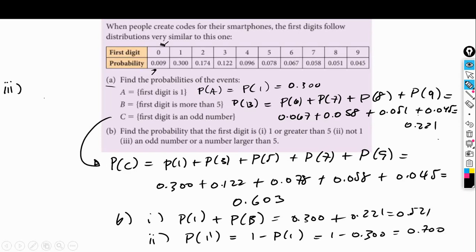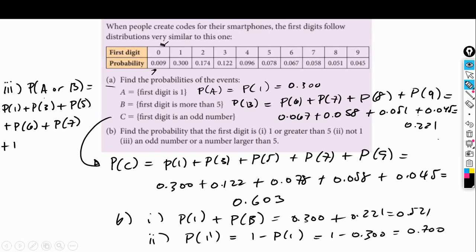And then finally we have part 3 that says find the probability that it's an odd number or a number larger than 5. So that's the probability of A or B. So that means that it's going to be the probability that it's 1 plus the probability that it's 3 plus the probability that it's 5 plus the probability that it's 6 plus the probability that it's 7 plus the probability that it's 8 plus the probability that it's 9. So we have to add all these up.